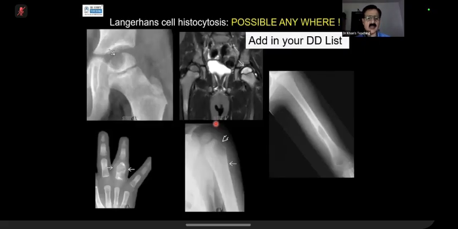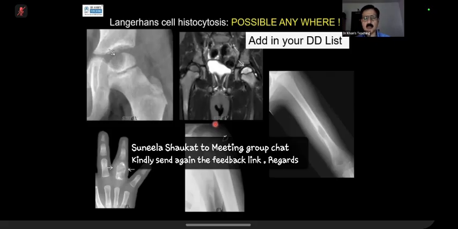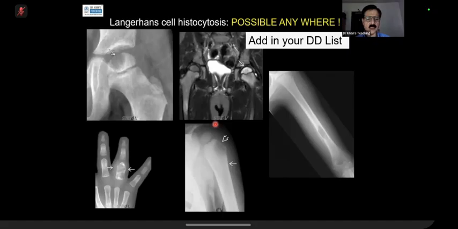Now this is the key take home for you. It is possible anywhere. Remember this: if it is a child, a PEDS group or a young patient, it can be anywhere. So a lytic lesion in the phalanges, keep it in the differential. In the metaphysis, in the epiphysis, in the diaphysis, everywhere. That's a key point for you to remember.